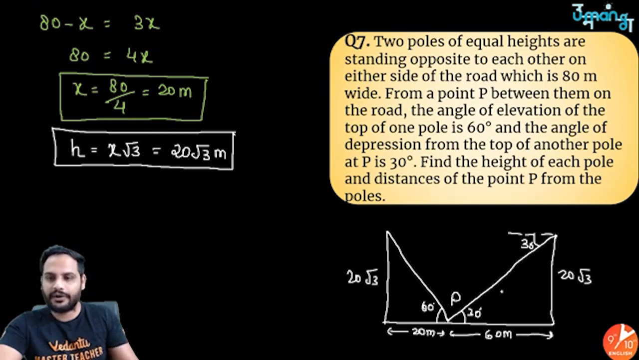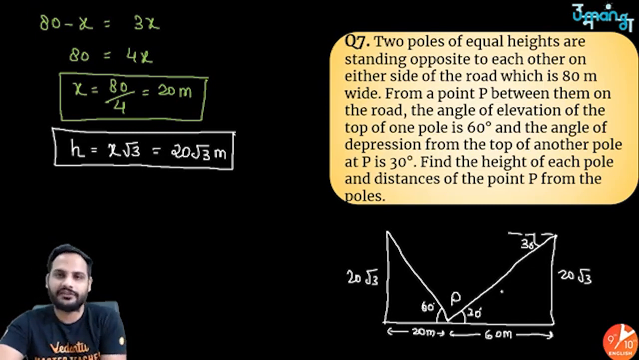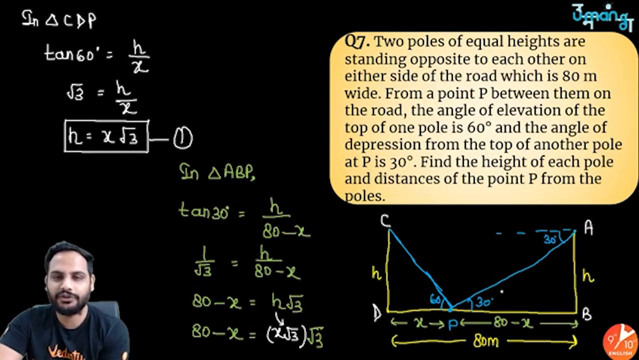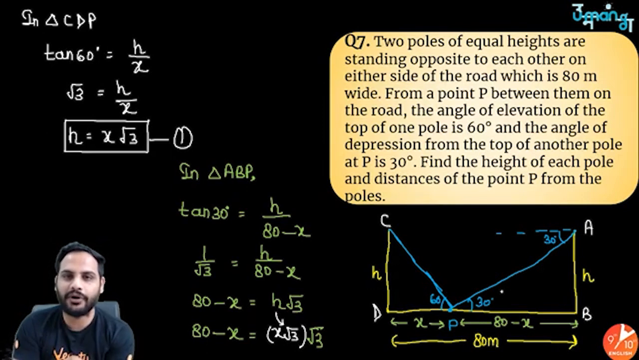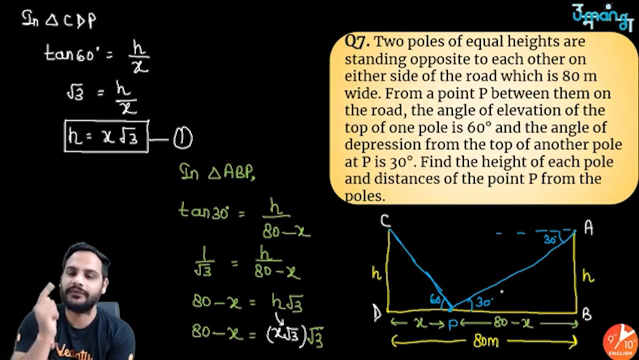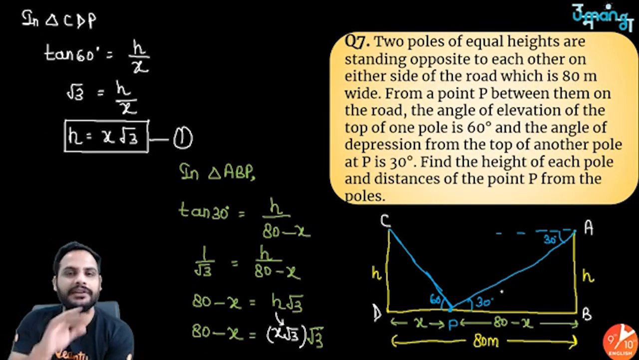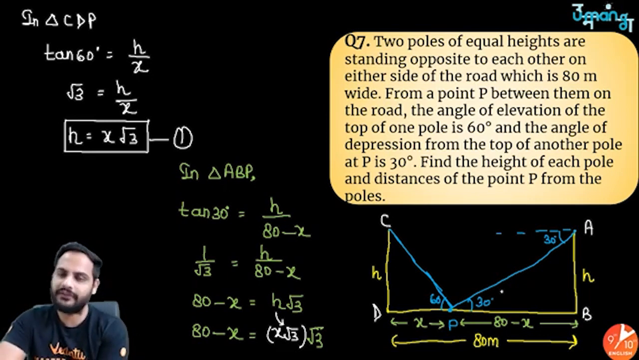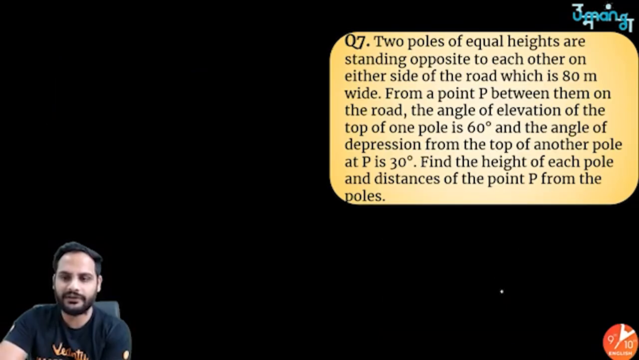So this is how point P is situated. Got it? So you can clearly understand, beta, the importance of the diagram. Once we get to know the diagram, everything is sorted. All of you can solve that part very easily. Got it? So this is how we'll solve this question.